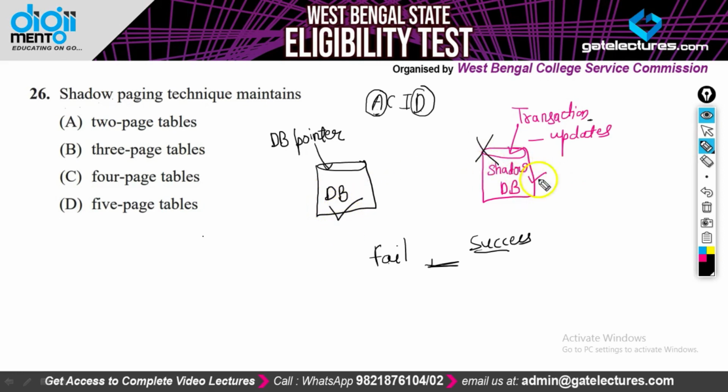But if everything goes right, I have done my transaction and there was no problem, then what I will do is point this database pointer to this shadow database, because this is the updated one. And I will remove the old database. I don't need it because I want the updated database. And we can clearly see that we are maintaining 2 page tables here. No need for 3, 4 or 5.